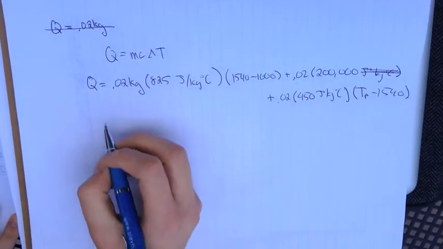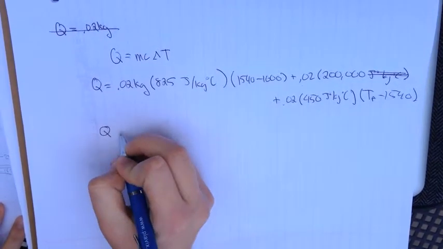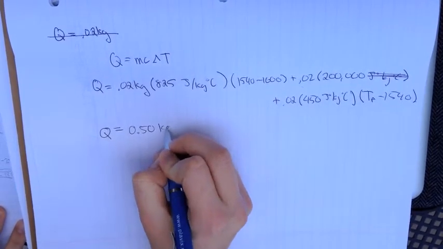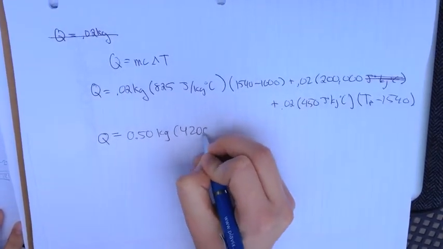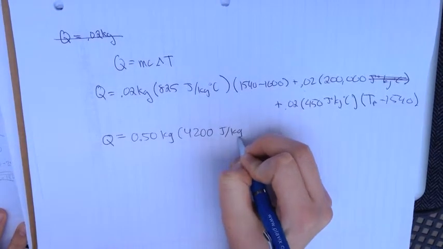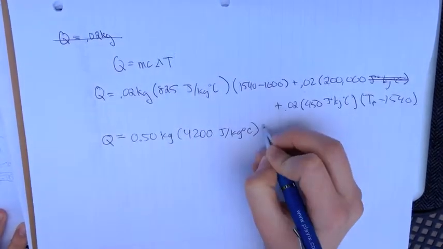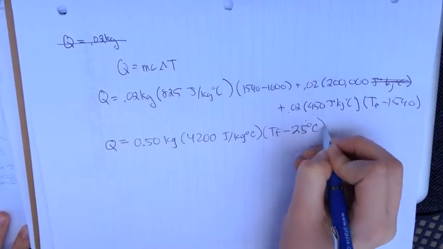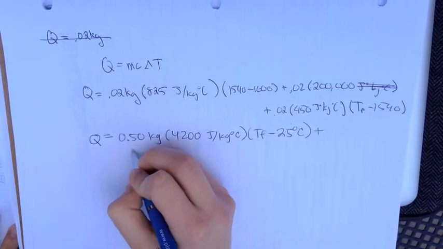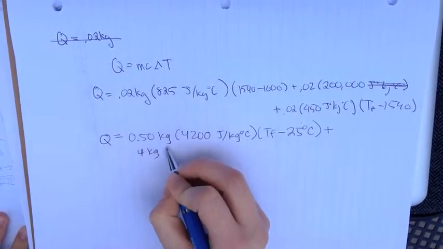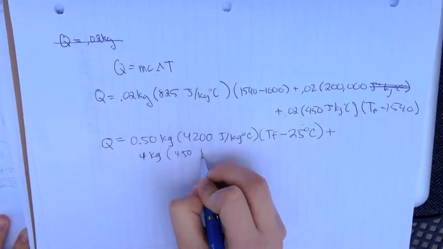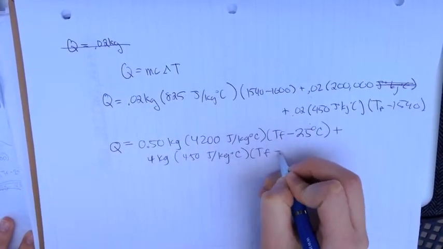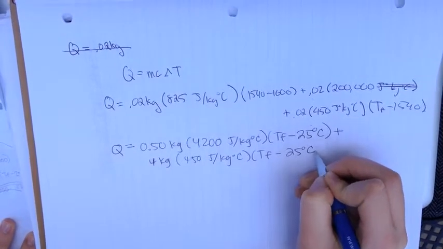Now we're going to solve for the energy that the container and the water get from the iron being poured in. So it's 0.50 kilograms of water times 4,200 joules per kilogram degrees Celsius times T final minus T initial, which is 25, plus the 4 kilograms of the iron container times 450 joules per kilogram degrees Celsius times T final minus T initial, 25 again.